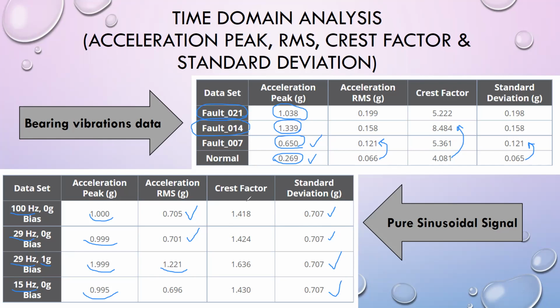And finally, the crest factor, you can see for all of them is almost the same, but when we have a 1G bias, we have a different result. So it's always better to take out the DC offset or the bias and then do the analysis for the data.